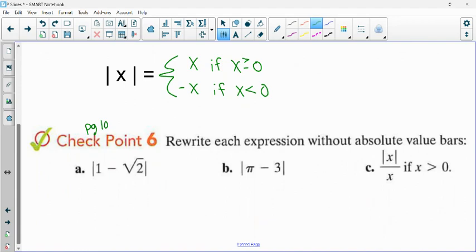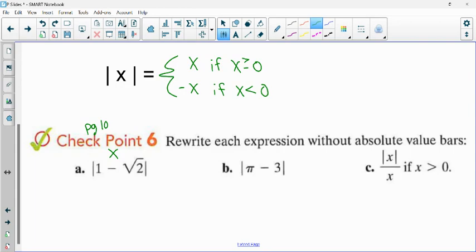So what we're going to do is treat this whole thing as if it was x. If what's inside there is positive, we're just going to do what it says. If what's inside here is negative, we're going to put a negative in front of the whole thing.